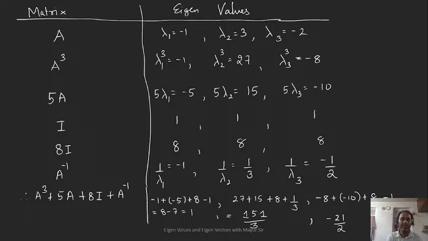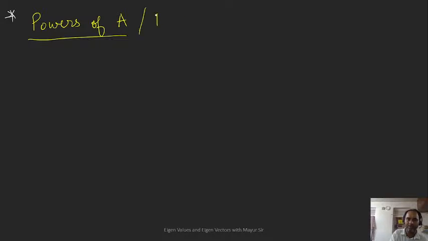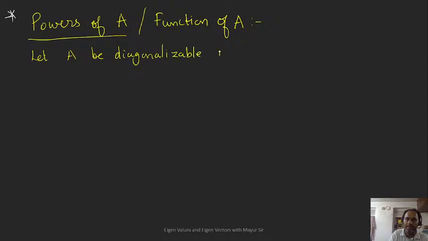Now I want to tell you one more important concept. There is something called powers of matrices, powers of matrix A. Now powers of A, or even sometimes you can call it a function of A. A function of A is a more general version, but let me first tell you. Now see, let A be a diagonalizable matrix.